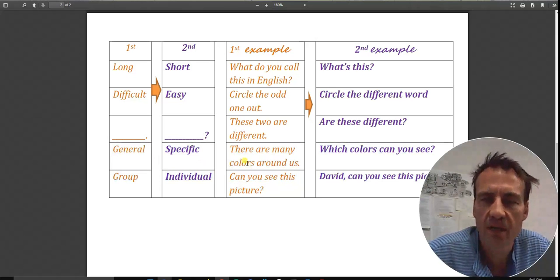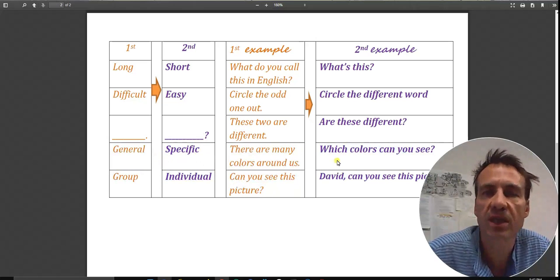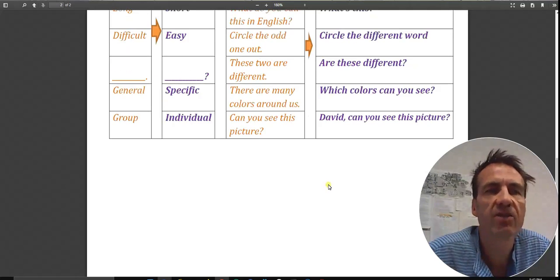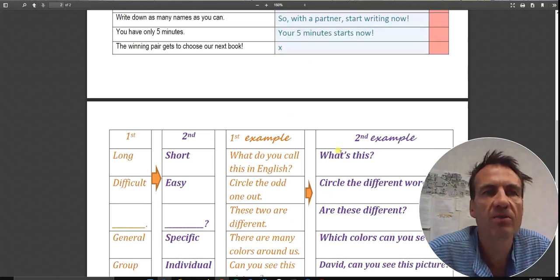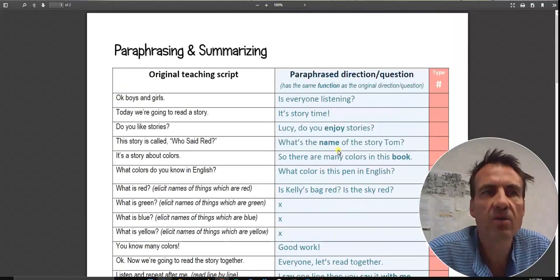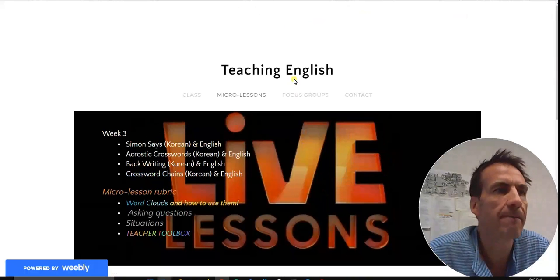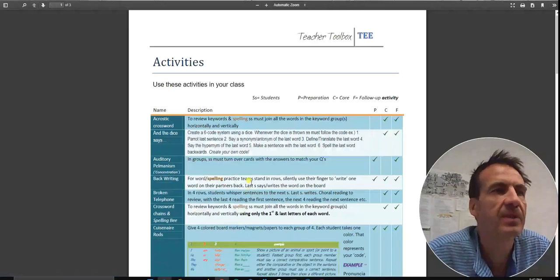General, there are many colors around us. To specific, which colors can you see? And group, to the class, can you see this picture? To individual, David, can you see this picture? So there are lots of different ways to paraphrase, and this allows you to show me the English that, this is the basis of this class.